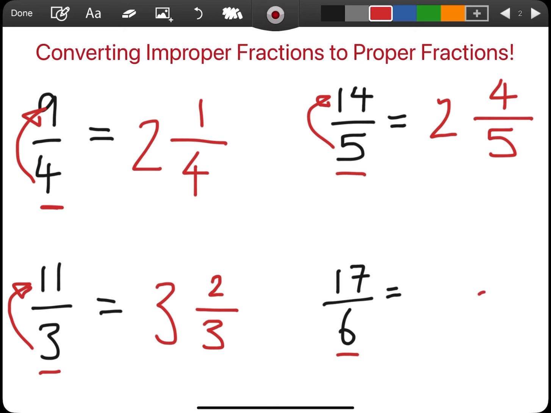And then the last question, 17 over 6 to a proper fraction. Step 1, my denominator. How many times does 6 go into 17? I know that 6 goes into 17 twice. 6 times 2 is 12. I have 5 left over, and that's going to be my numerator. So the answer is 2 5/6.